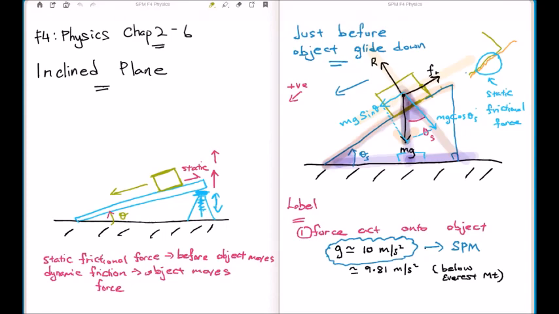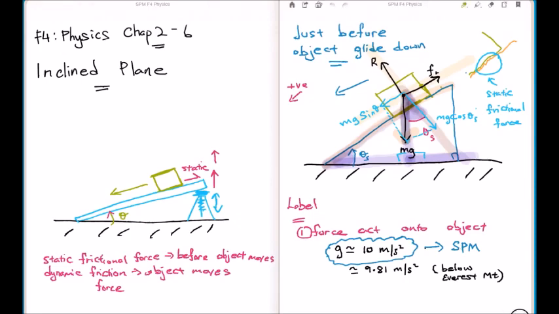The same is true: the normal force is equivalent to mg cos theta. That's why this object doesn't go up or down, doesn't fly up to the sky. But it is about to glide down.